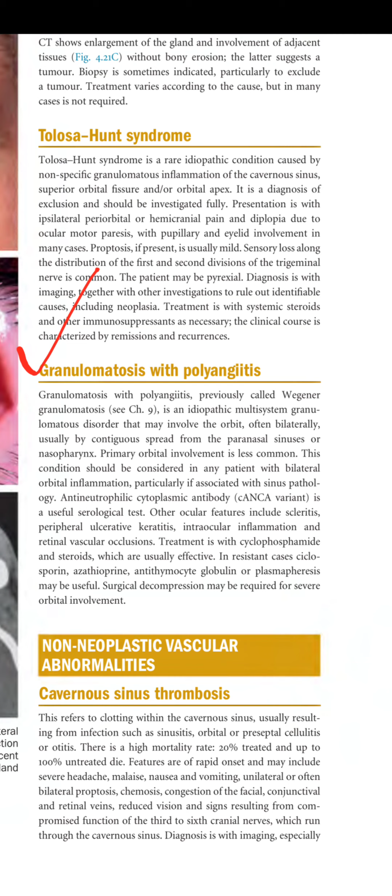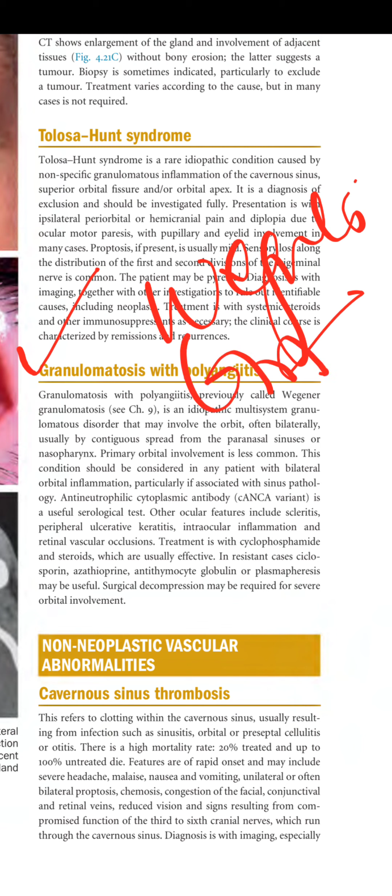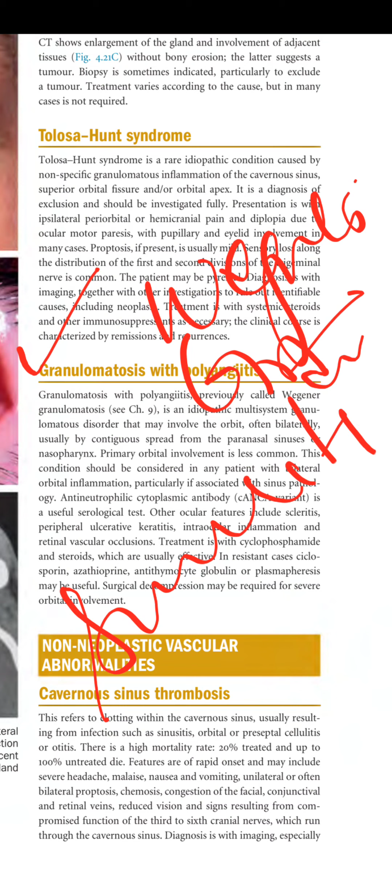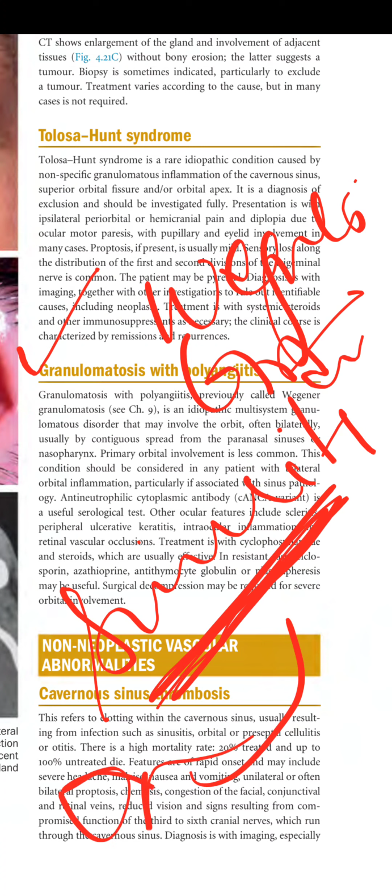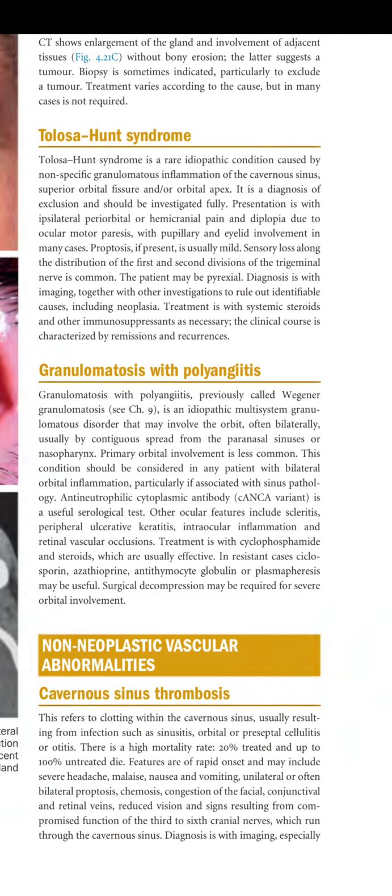Another very important disease is granulomatosis with polyangiitis, which is also known as Wegener's granulomatosis. Why is it important? Because it is usually related to sinusitis. The patient usually presents with a history of sinusitis, and then with orbital inflammation. In such cases, you can always suspect granulomatosis with polyangiitis, and one of the very diagnostic tests for it is the C-ANCA.